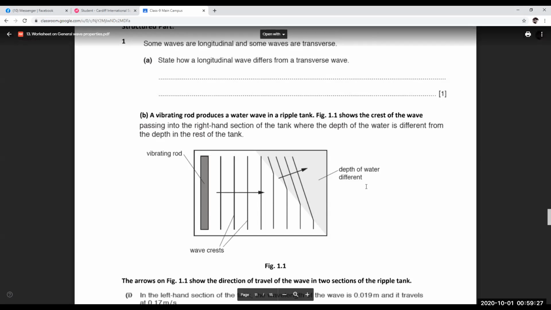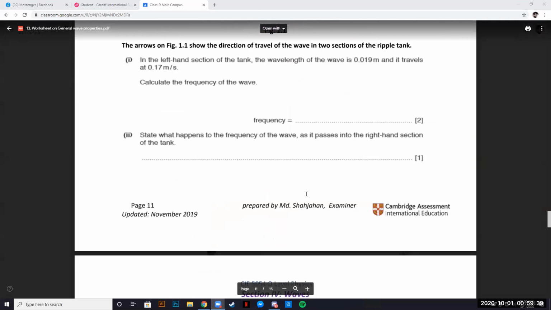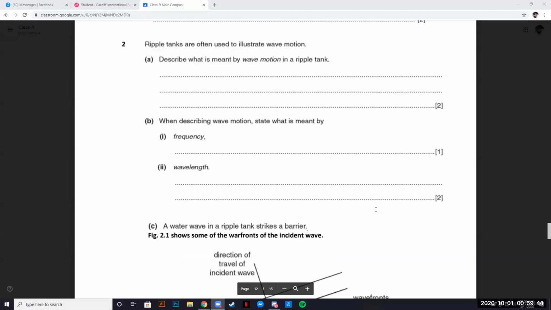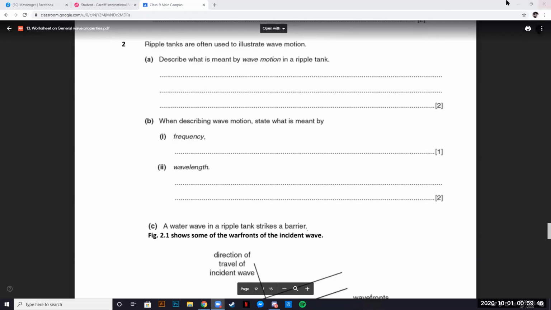Question number 2, please. Okay, sir. Okay, question number 2. Can you read, please, Shimanto? Ripple tanks are often used to illustrate wave motion. Describe what is meant by wave motion in a ripple tank.